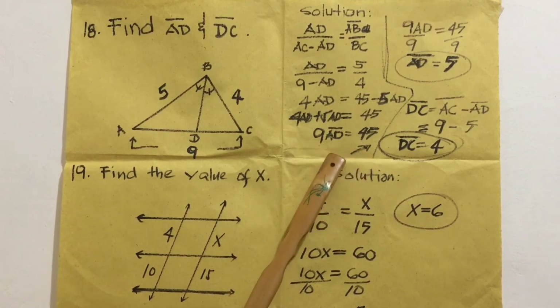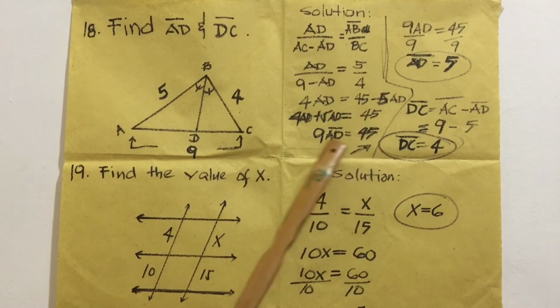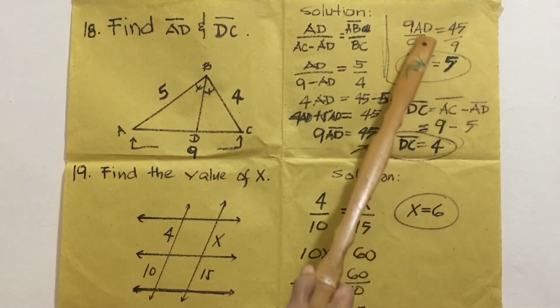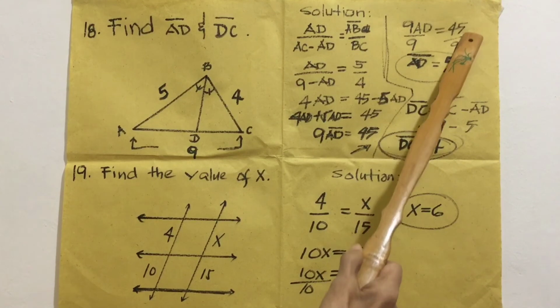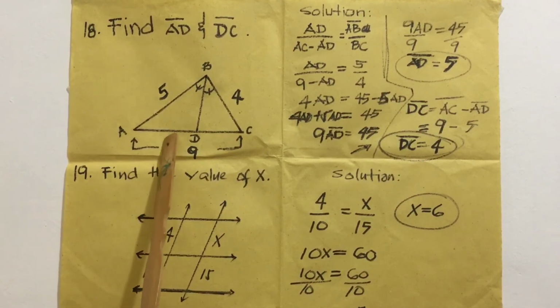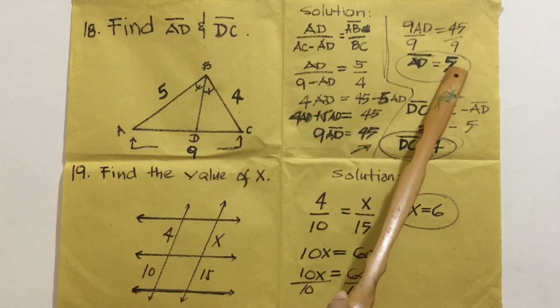Then divide this 45 by 9. So the result is 5. So 9AD divided by 9 equals 45 divided by 9 equals 5. So segment AD, this segment, equals 5.